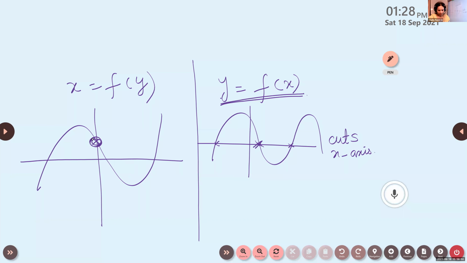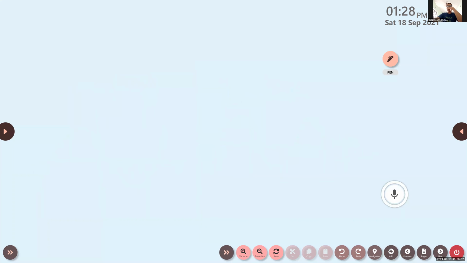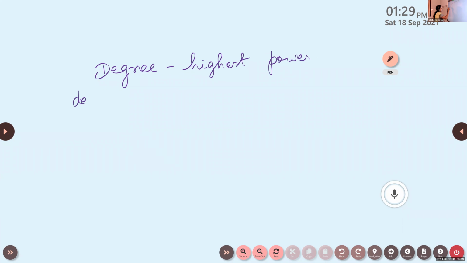What is the degree of the polynomial? Highest power. Yes, degree is the highest power of the variable present in it. So degree 1 means we call that a linear polynomial, isn't it? And what is the general form? ax plus b with a not equal to 0.